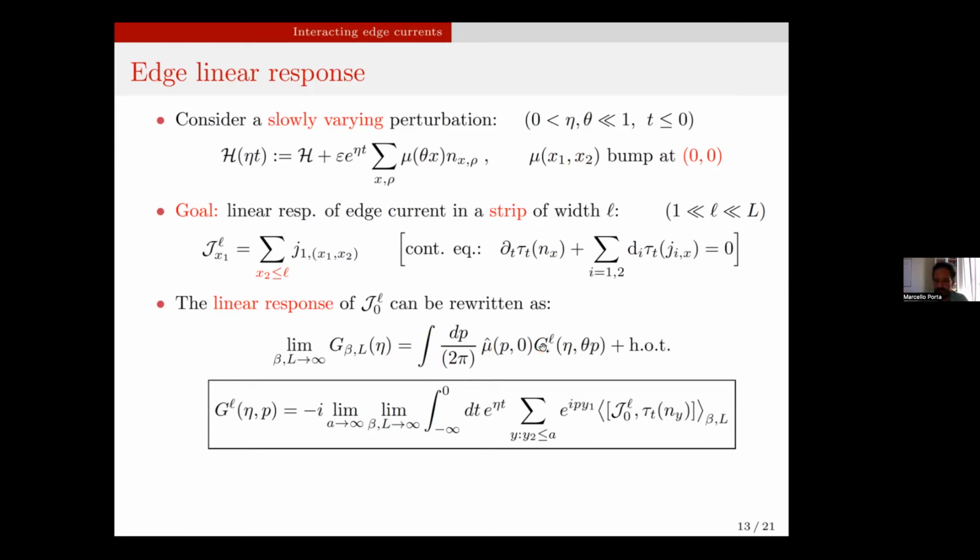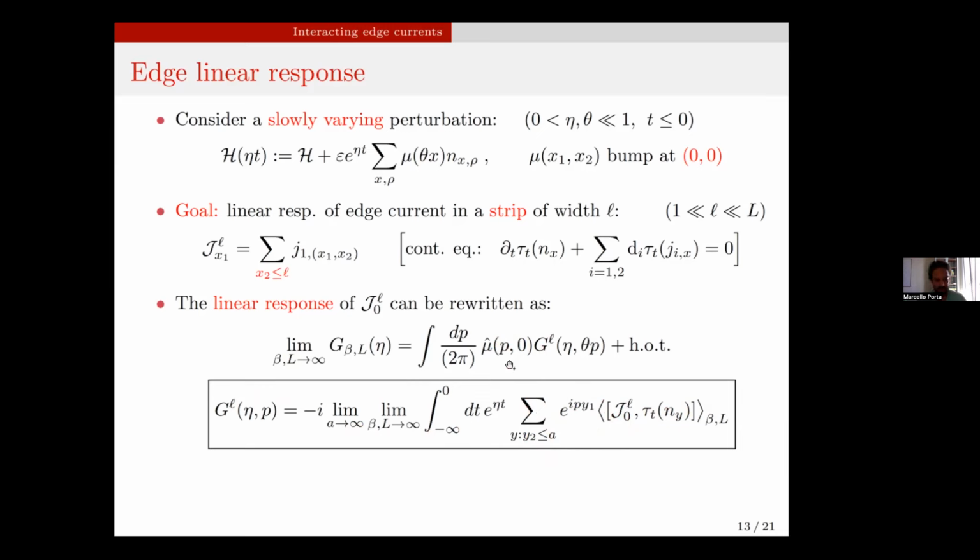So this G is something that depends on all the microscopic details, and it's expressed in terms of a lattice correlation function. And it turns out that up to subleading terms in theta and eta, this is given by this expression that is in fact the Kubo formula. Okay, so what you have is a commutator of the observable with the time evolution of the perturbation, and then since we're in Fourier, we have this plane wave factor here. And then ultimately we are summing over all the points y in a big strip of width a. Okay, so this a actually has to be taken to infinity before little l.